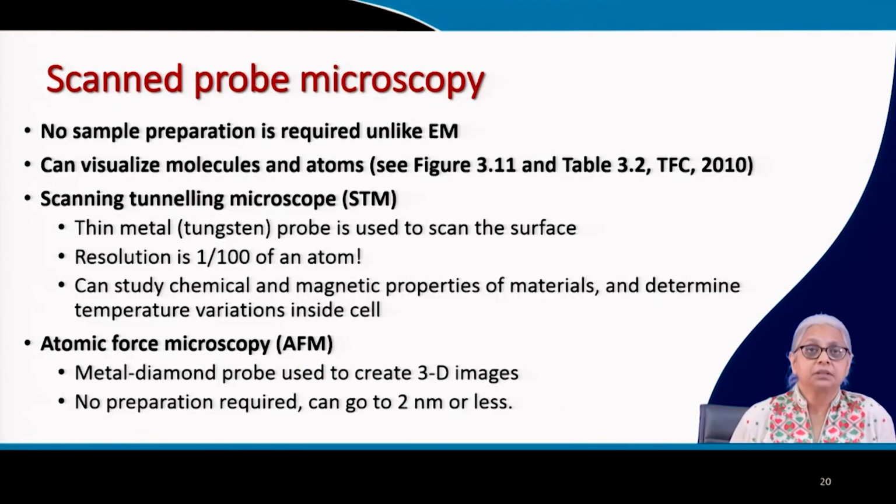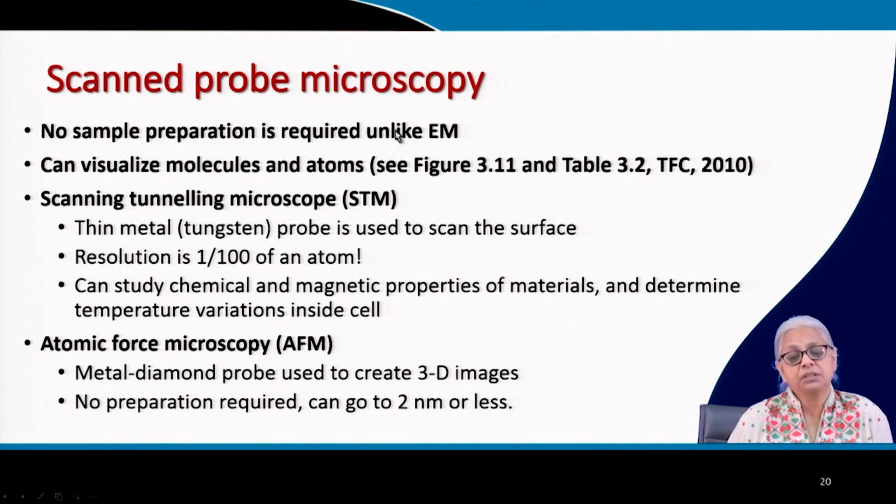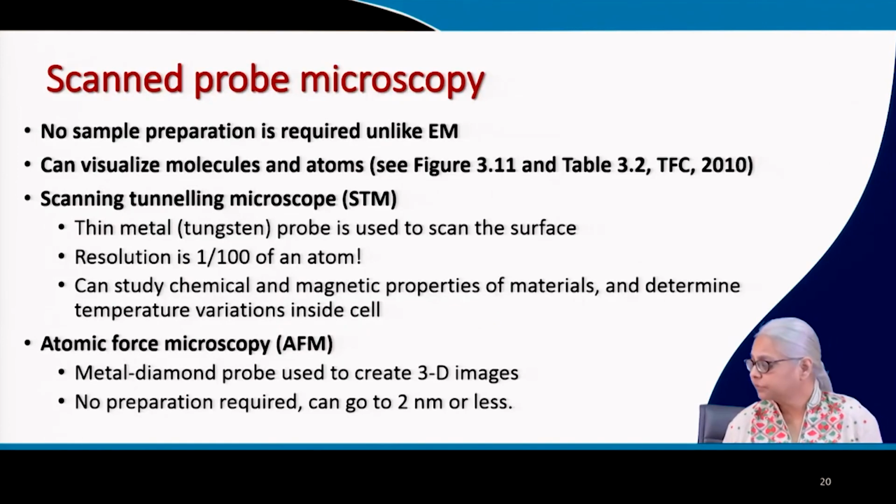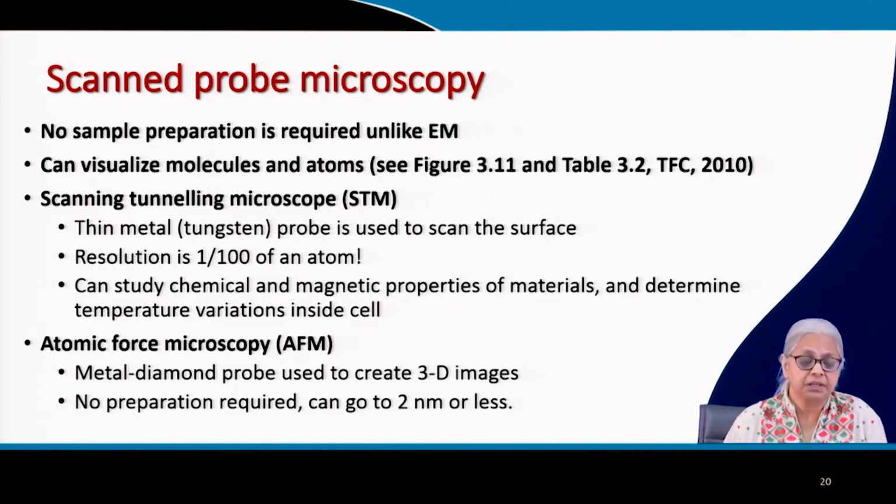Then we come to another type of microscopy, and that is scanned probe microscopy. Within that we have two options. We have scanning tunneling microscopes and atomic force microscopes. So the biggest benefit of these types of microscopes is that no sample preparation is required, unlike electron microscopes. You can visualize molecules and atoms very easily. I don't have these images. I can add these images later.